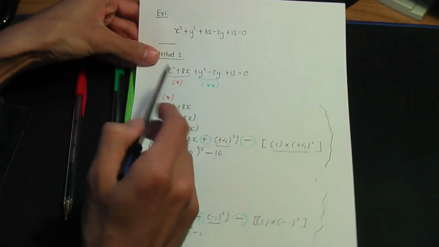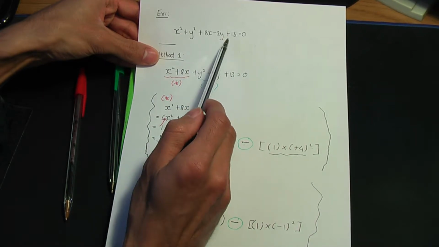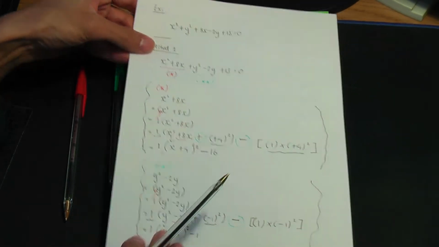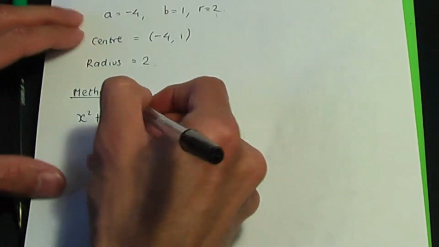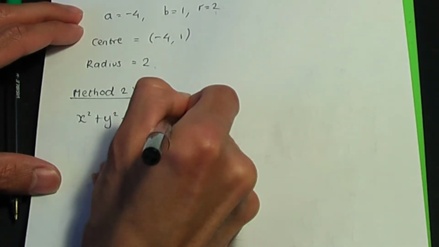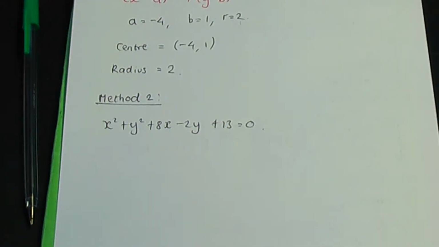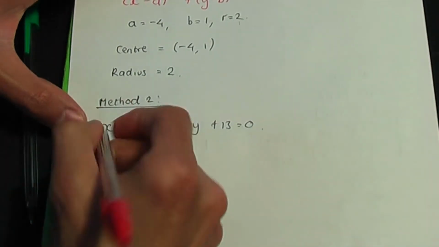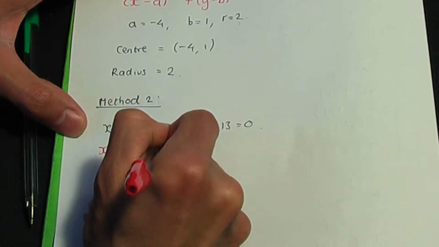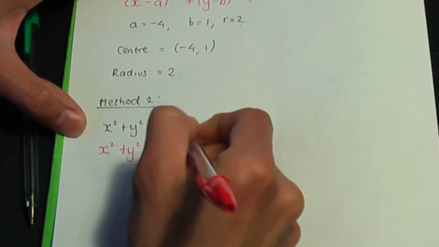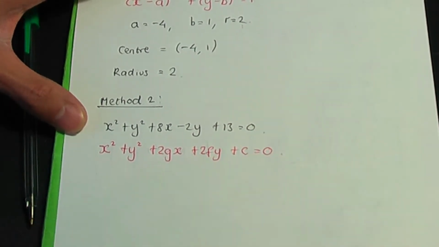So if we go back to the paper and pen, let's have a go with method number 2. Our equation is x² + y² + 8x − 2y + 13 = 0. If I make the comparison of that with the general form, x² + y² + 2gx + 2fy + c = 0.